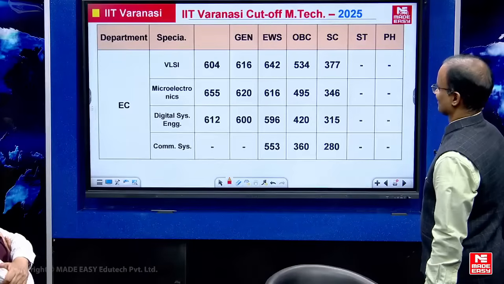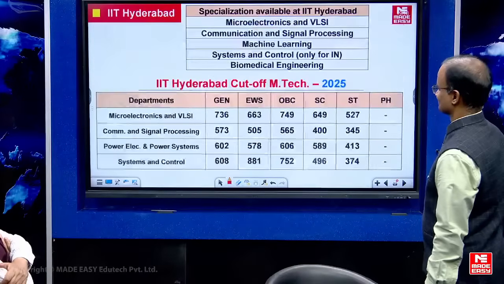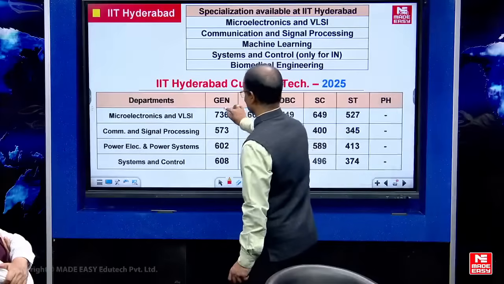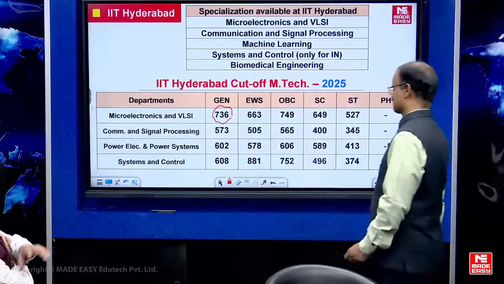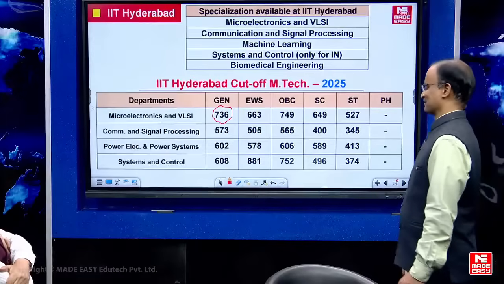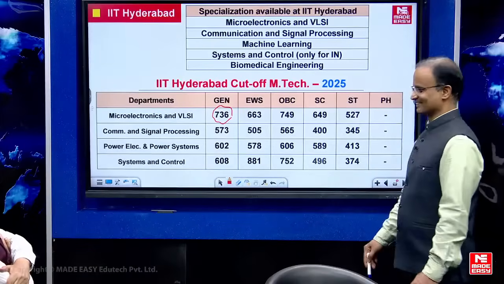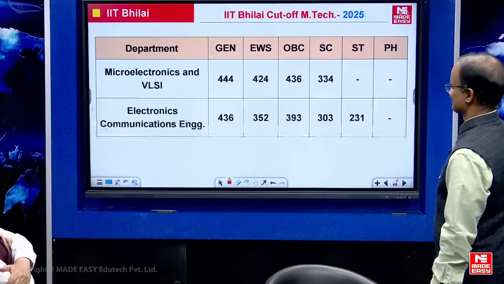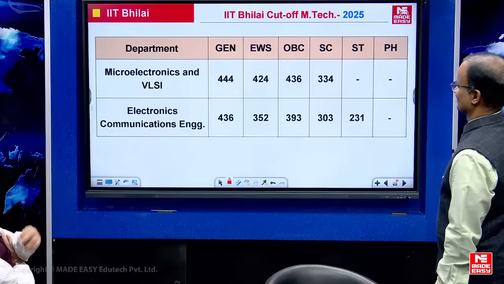This has also come down a bit. In Varanasi it's less, 655. Hyderabad. Hyderabad is also a bit higher, sir. 736. Yes, but compared with the others, this is less. Yeah, less, sir. When compared, those are premier, sir. Yes. Gandhinagar is a bit lower, sir. Gandhinagar is less. Yes, it is even lesser.